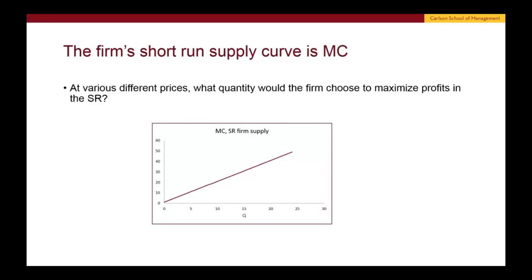You've probably gotten the idea, and it's correct by the way, that the firm's short-run supply curve is very related to the marginal cost curve. Indeed, it is the firm's marginal cost curve. Because again, we're asking the question at various different prices, what quantity would the firm choose to produce to maximize profits? And so the firm's short-run supply curve is its marginal cost curve.